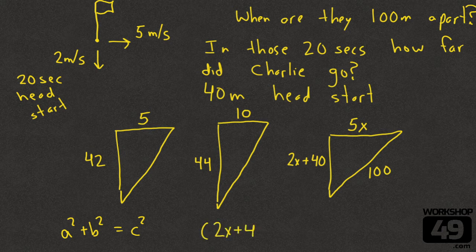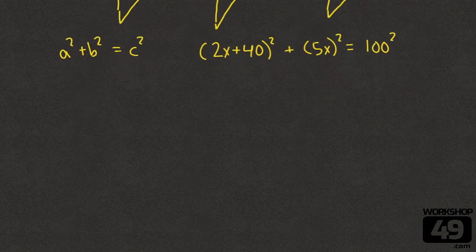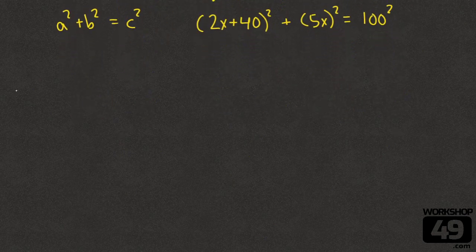2x plus 40 squared plus 5x squared equals 100 squared. Let's scroll down so we get some more space here and keep solving this. Be super careful. Please do not be the person that squares the 2x and squares the 40. If you were thinking that right now, stop doing that.